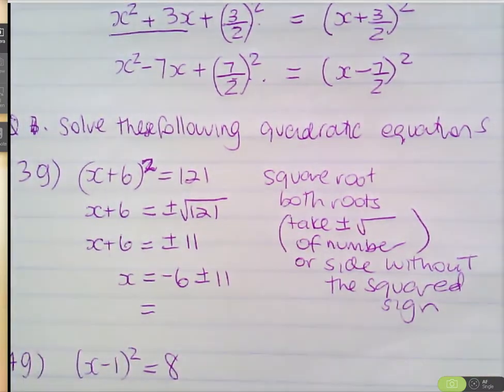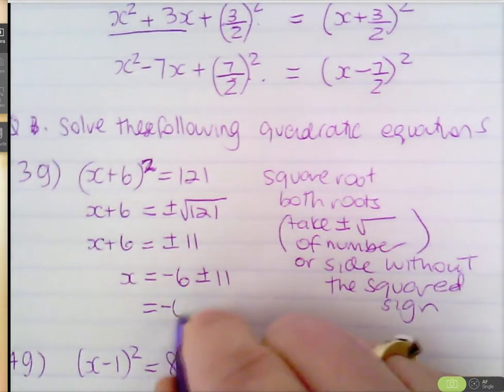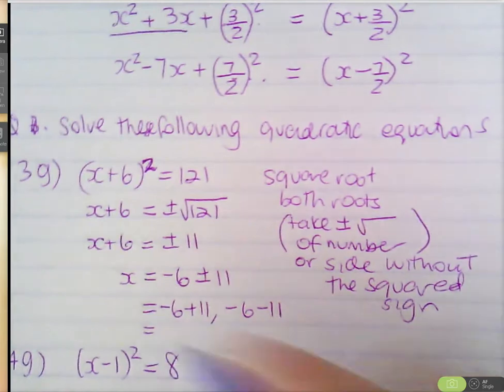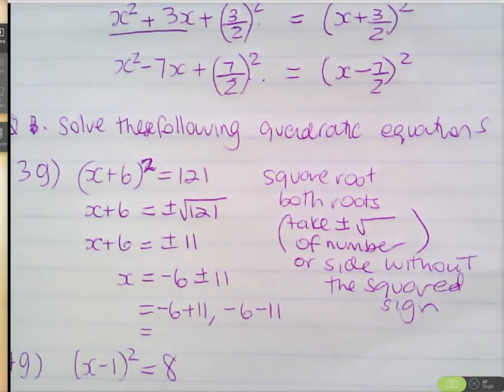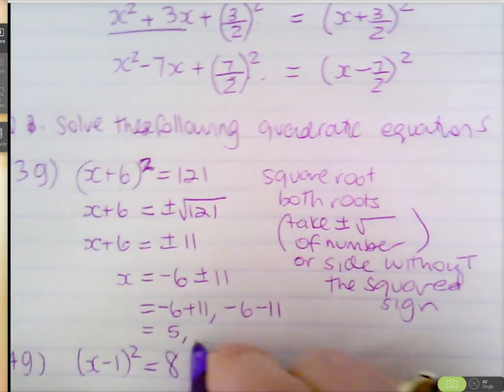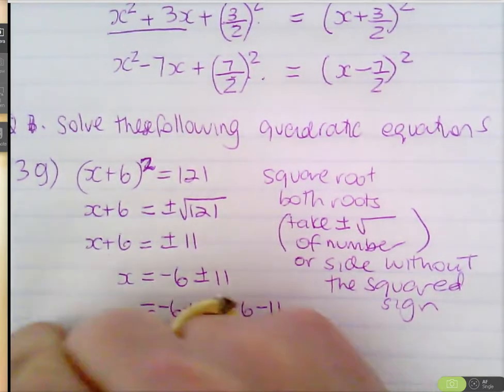So girls, what are my two solutions? Minus 6 plus 11, or minus 6 minus 11, which is minus 6 plus 11 is 5, minus 6 minus 11 is negative 17.